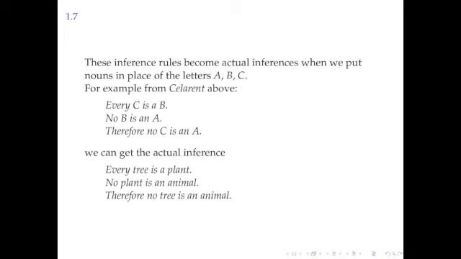For example, we had celarent above. Every C is a B, no B is an A, therefore no C is an A. From this, we can get the actual inference. Every tree is a plant. No plant is an animal. Therefore, no tree is an animal.